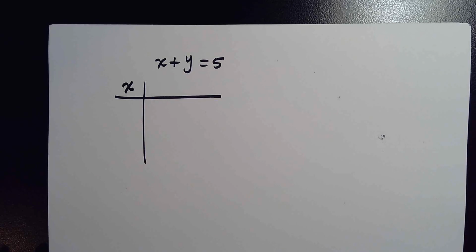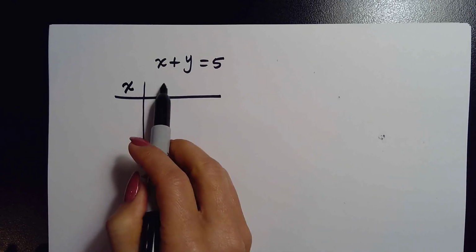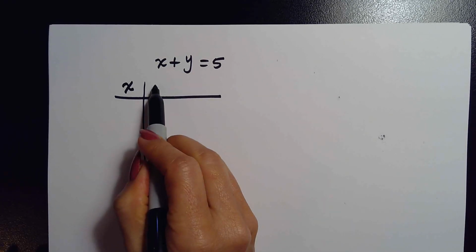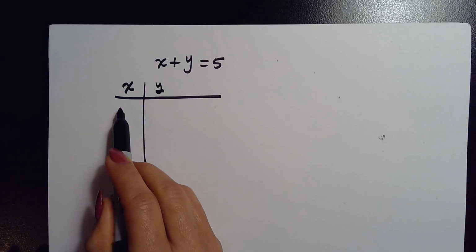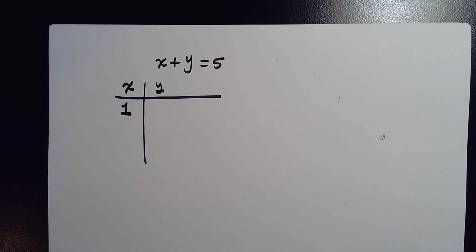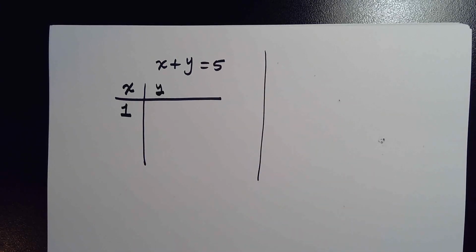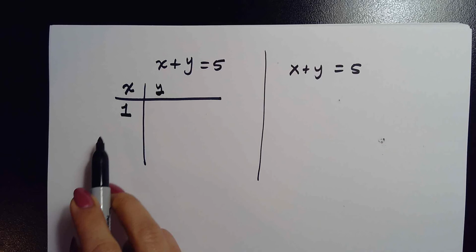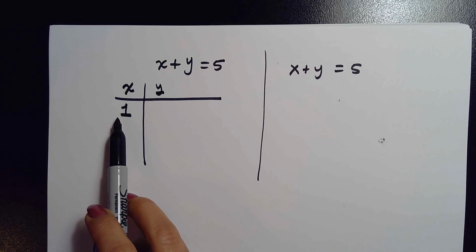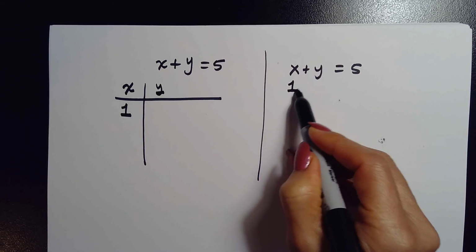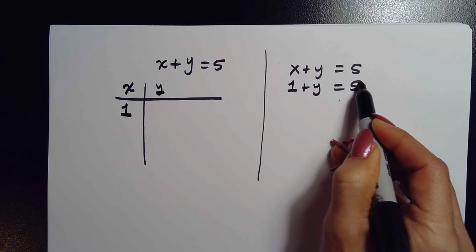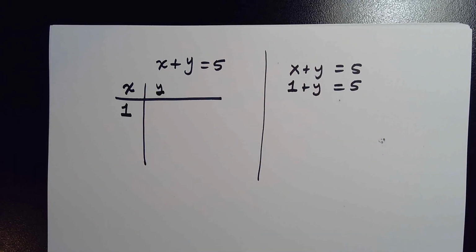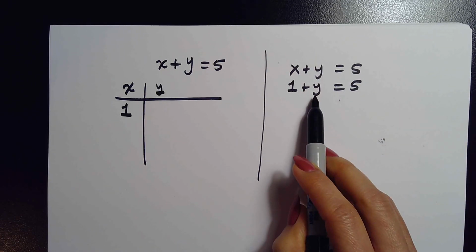You select your x, and then you need to find your y here, okay? So if x is 1, what is y? How would you find y here? Well, you have the equation x plus y equals 5. You need to replace x with 1. So you write 1 plus y equals 5. And then you need to solve for y. So you need to isolate the y here.